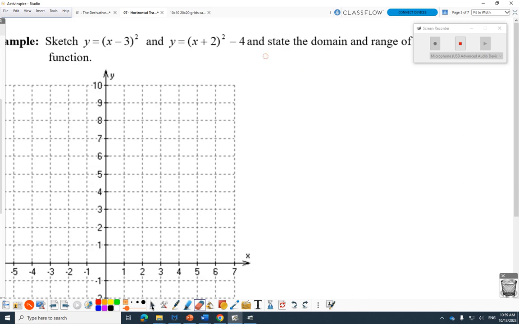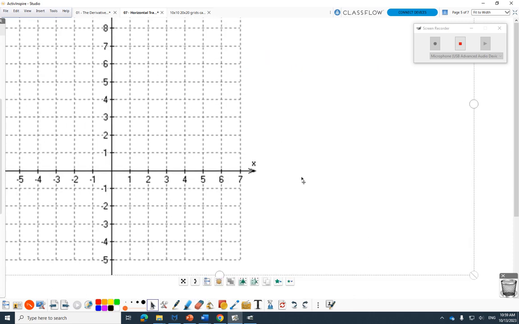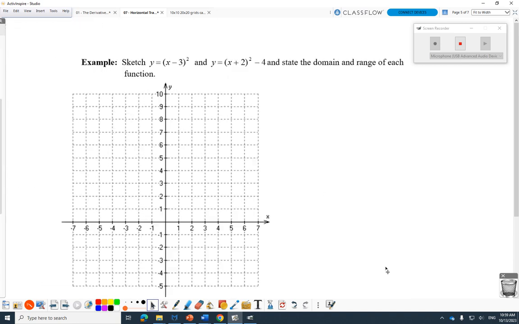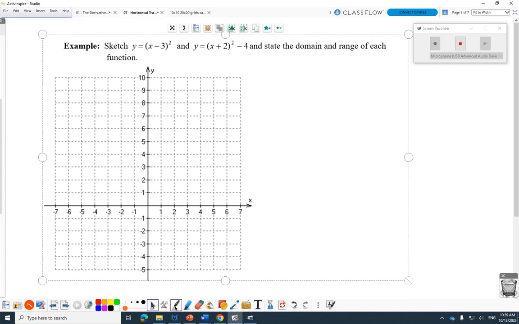Okay, enough with the ideas, Mr. Todd. Show me what this is going to look like. What do I have to be able to do? Here's what you got to be able to do.